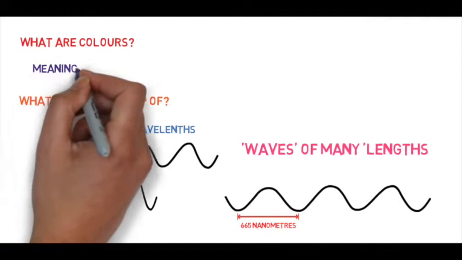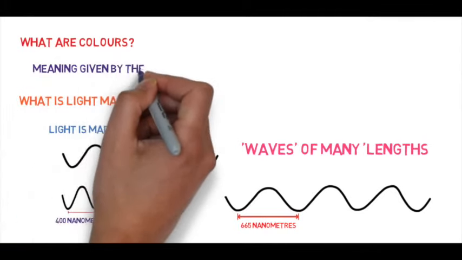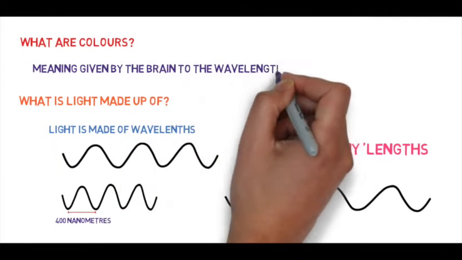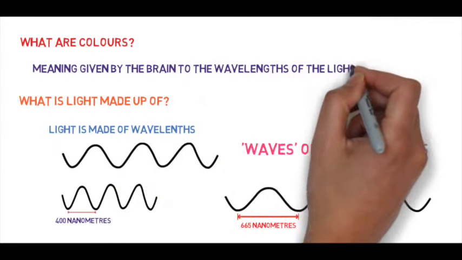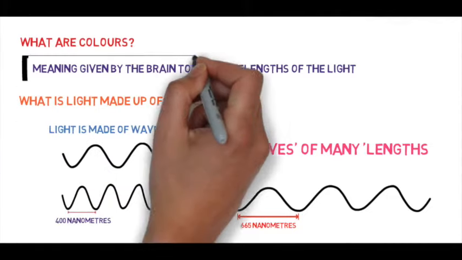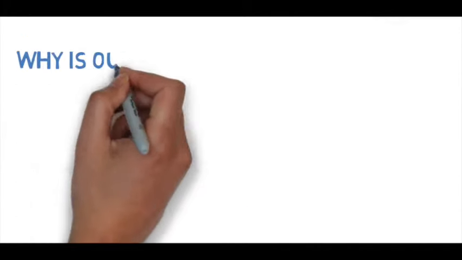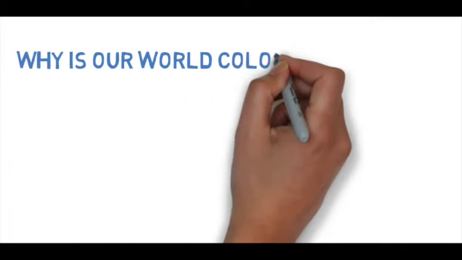So coming back to our first question, colors are the meanings given by the brain to the different wavelengths of light. Colors is how our brain interprets and presents to us the different wavelengths of light. Now, let us further understand why is our world so colorful.